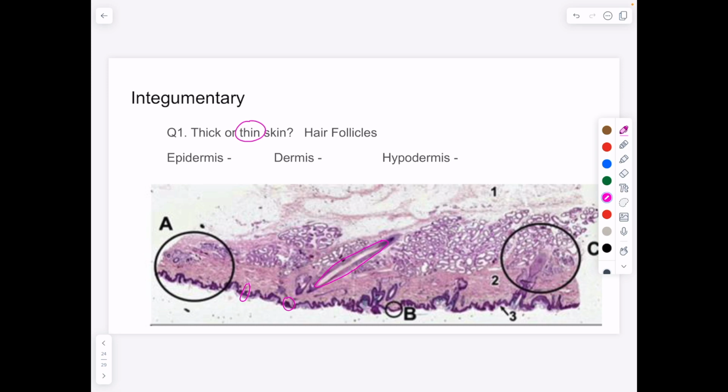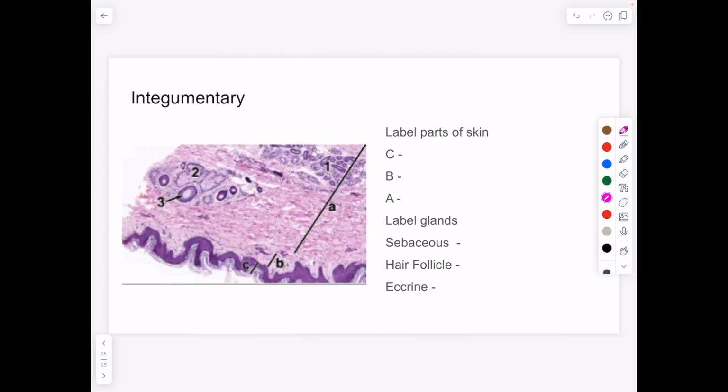That would appear to be this region 2. So 3, 2, and then 1. 1 is our hypodermis. All right, integumentary, label the parts of the skin. Well, so this one, epidermis. B is dermis. A is hypodermis.